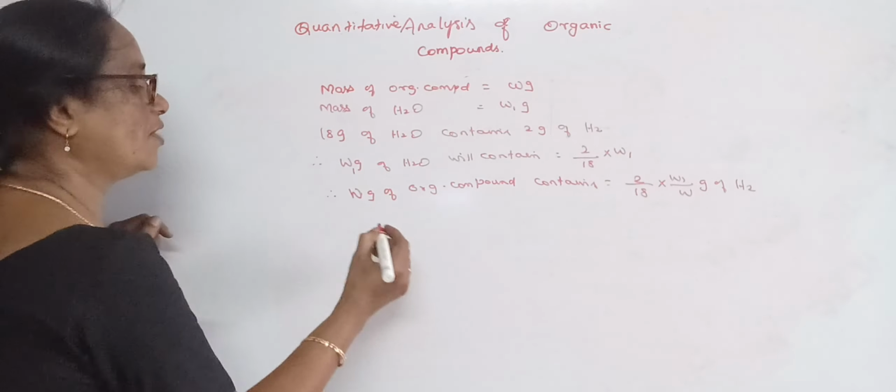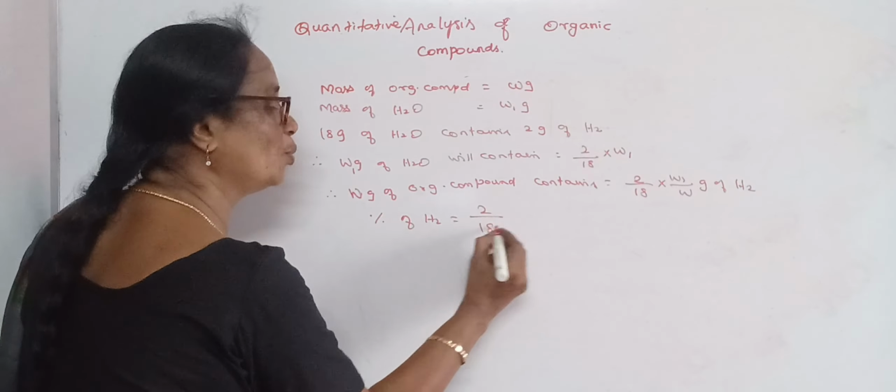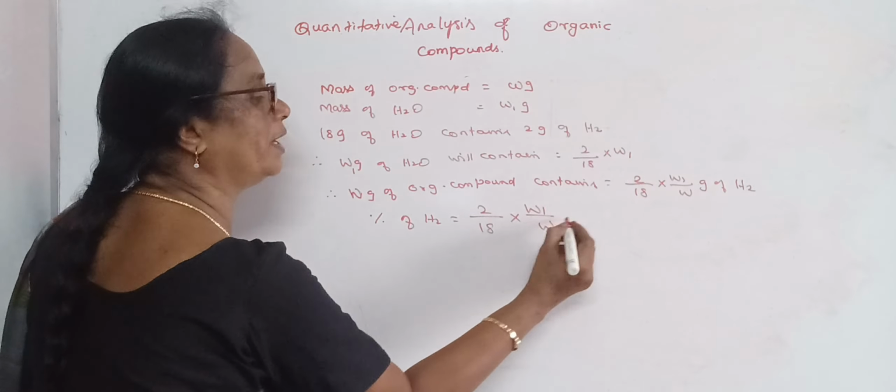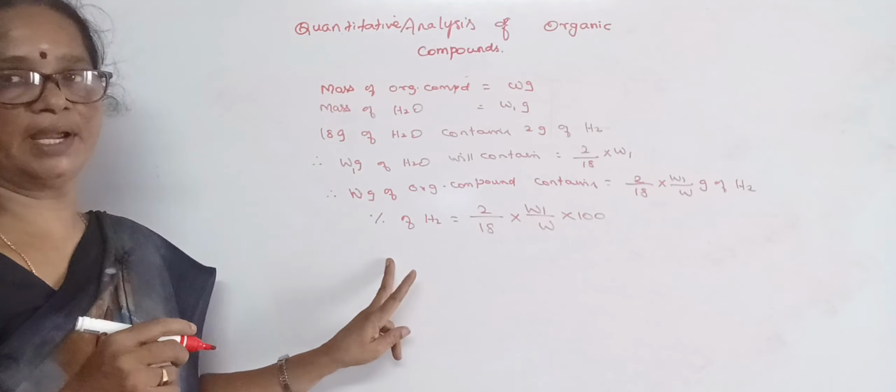Therefore, the percentage of hydrogen is equal to 2 by 18 into W1 by W into 100. This gives the mass percentage of hydrogen.